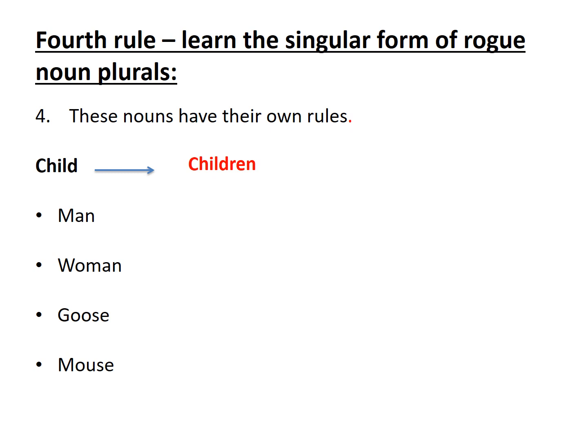So how did you do? Man becomes men in the plural form. Woman becomes women in the plural form. Goose becomes geese. And mouse becomes mice.